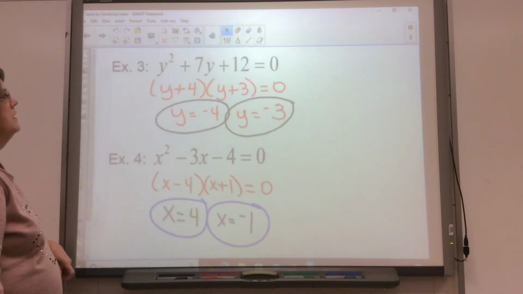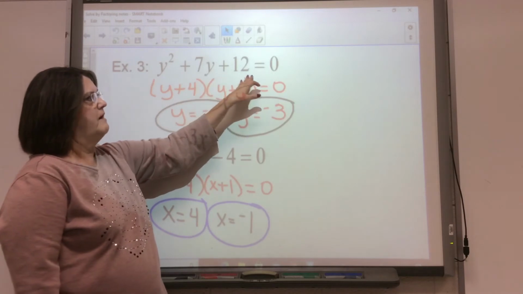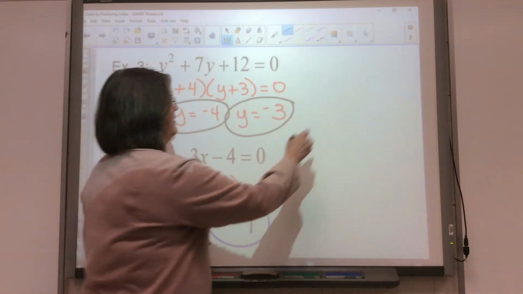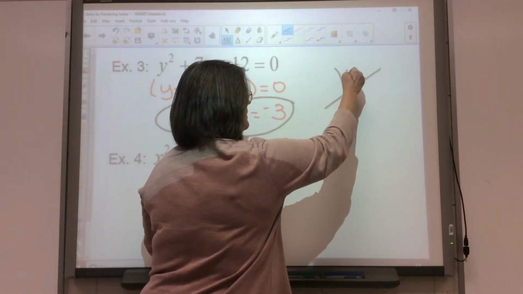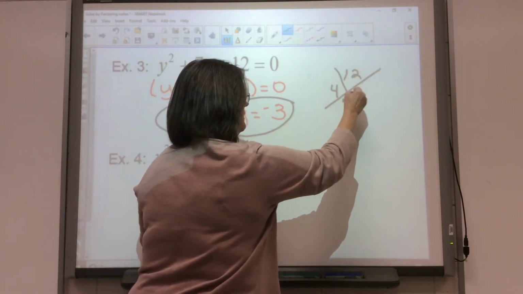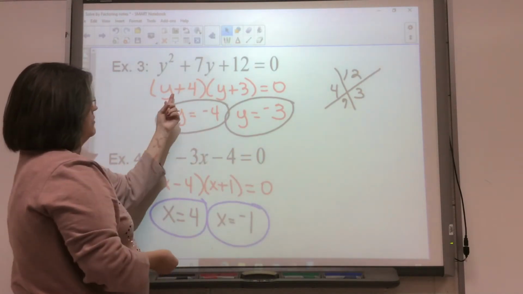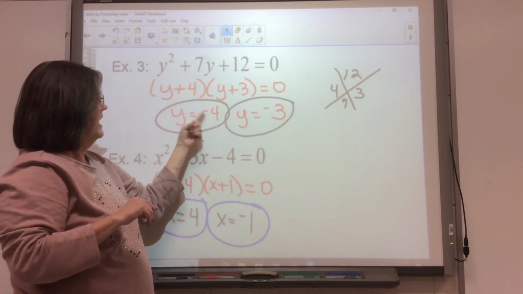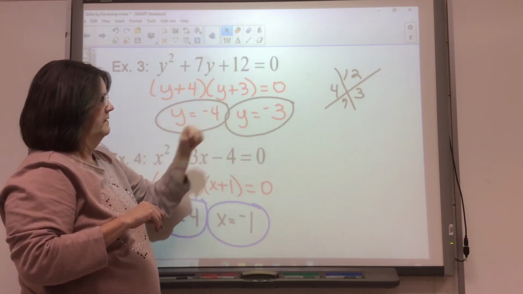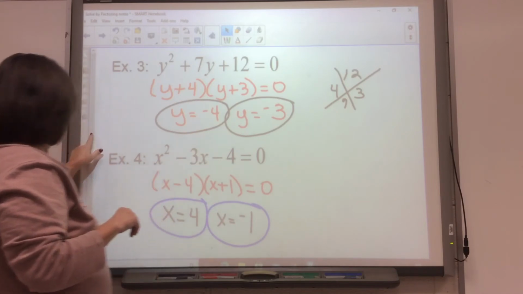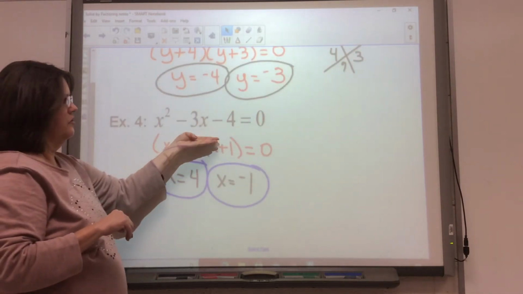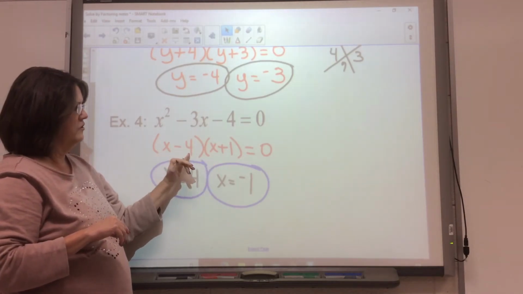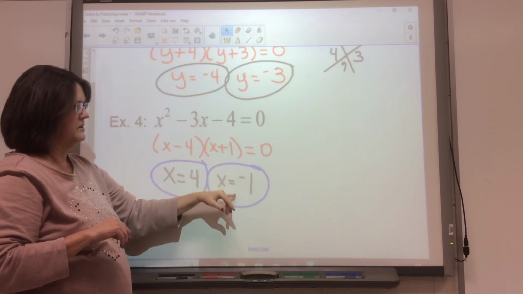So here we go. Now, this one again, we're solving by factoring, so we're going to factor that. We're looking for factors of 12 that add to be 7. So that's going to be 4 and 3. So you have y plus 4, y plus 3. Doing mental math in our head, this is -4, this is -3. That's your answers. You come down and you do the same thing here. You factor this. x minus 4, x plus 1. So doing mental math in your head again, this is 4, this is -1.